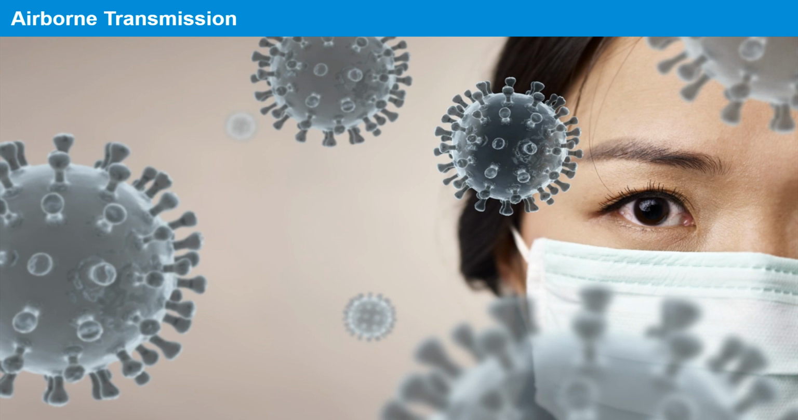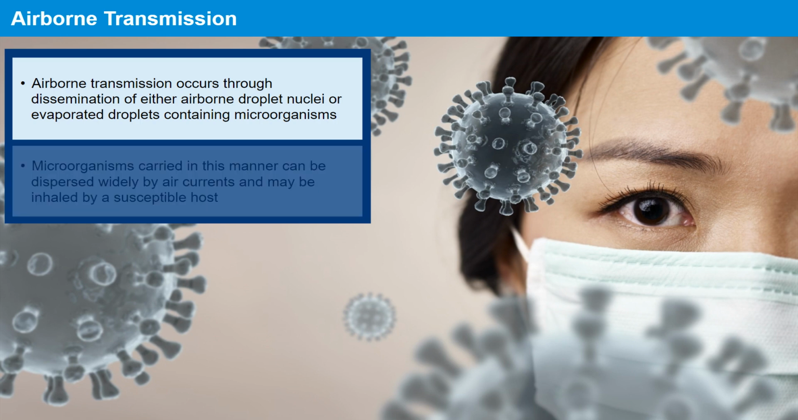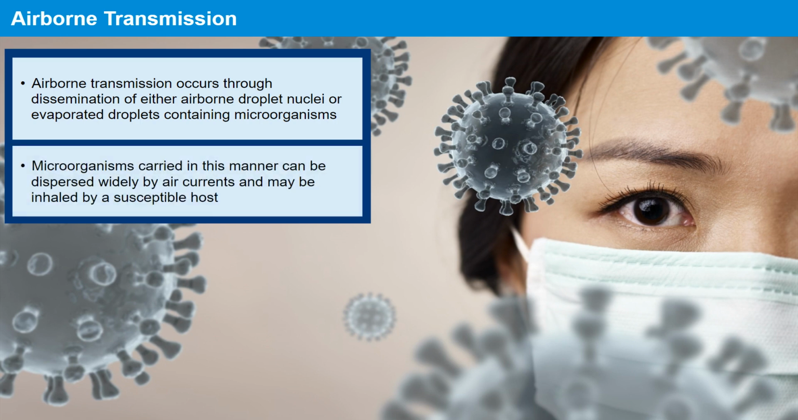Airborne transmission occurs through the dissemination of either airborne droplet nuclei, small particle residue less than 5 micrometer in size, or evaporated droplets containing microorganisms that remain suspended in the air for long periods of time, or dust particles containing the infectious agent. Microorganisms carried in this manner can be dispersed widely by air currents and may be inhaled by a susceptible host within the same room or over a longer distance from the source patient.